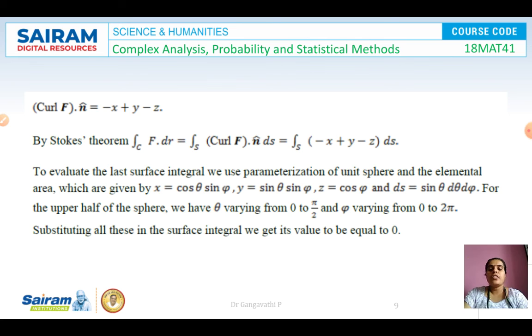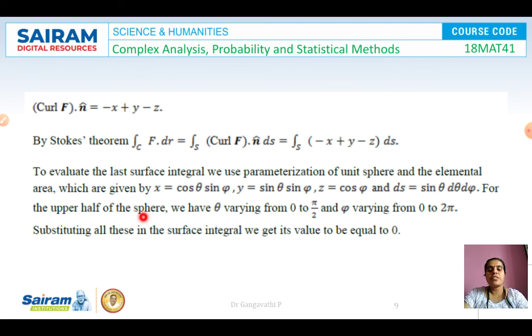To evaluate the last surface integral, we have to parameterize the unit sphere. Here we have only a single integral, which means we should have only one variable. So instead of x, y, z, we need to have one variable. All of x, y, z can be converted by using the parametric form. The sphere in parametric form is x equal to cos theta sin phi, y equal to sin theta sin phi, and z equal to cos phi. With this, ds will be equal to sin theta d theta d phi.